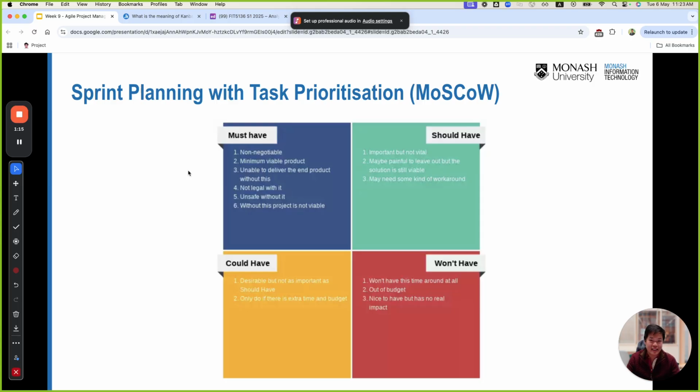Basically it stands for M, must have, S, should have, C, could have, and W, won't have. That's MoSCoW. Anything that is must have is critically needed. It is non-negotiable. It is the minimum viable product. You are unable to deliver the end product without this at all. Not legal without it, unsafe without it, something really, really a must.